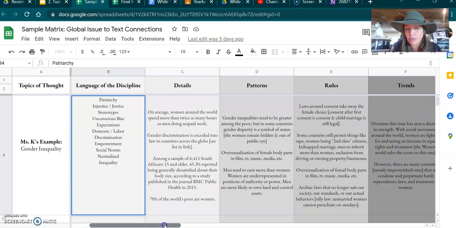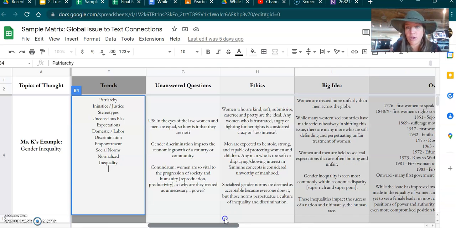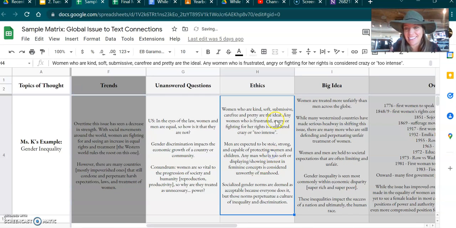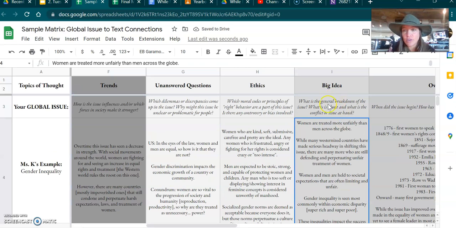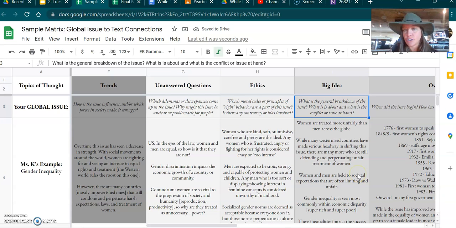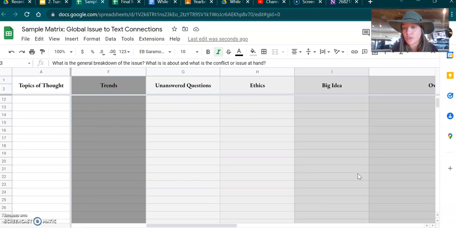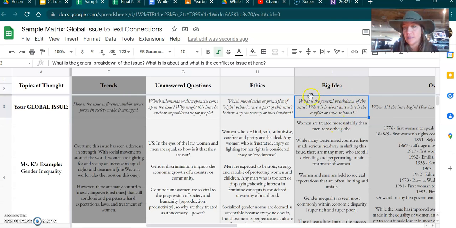The second one you're going to go to is language of the discipline, or no, big idea. Sorry. Big idea is here. So under big idea, you're looking for the general breakdown of the issue. What is your issue about, and what is the conflict or issue at hand? Again, this might be information you kind of already know, so start there. That's where I began. I just started typing what I understood about the subject. Then I went on to Google. I did some more searching and I started understanding the big idea.